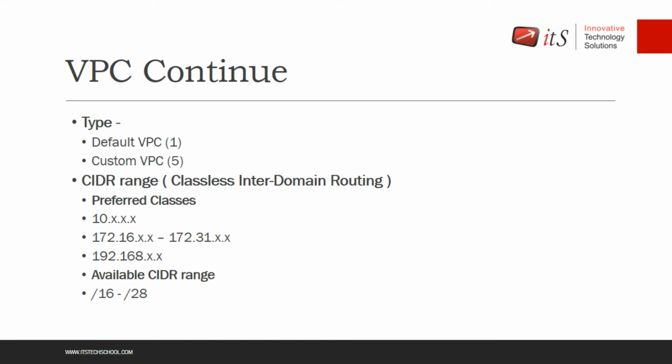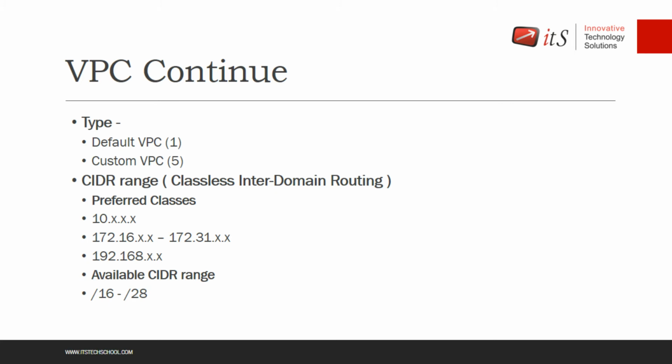That's the range, right? And the preferred range for the CIDR for the VPC is like this: 10.x.x.x, 172.16.x.x, 172.31.x.x, then 192.168.x.x, right? So why is this a preferred range? This is a preferred range because this is the standard IP address range for the private IPs.